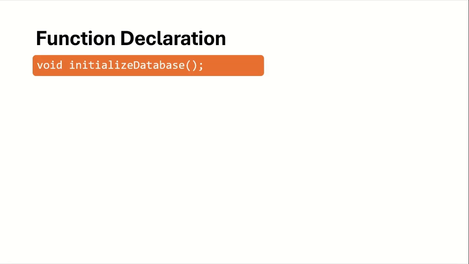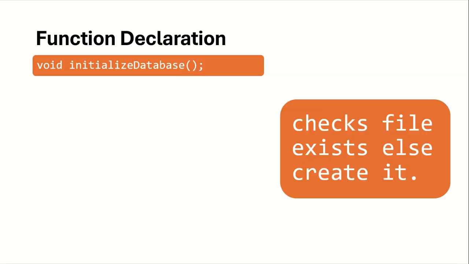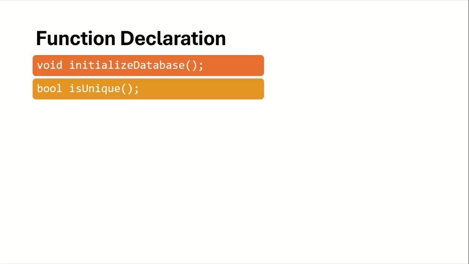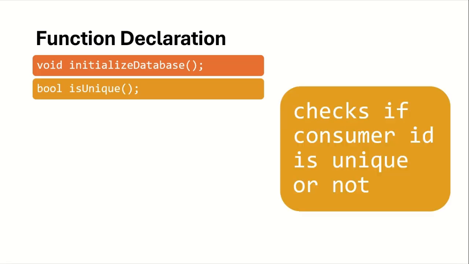Okay, function declaration. The first function we are using is the initialize database function. This is used to initialize the database. If it is found, we will open it and check if it's editable. If it's not found, we create a database. We have a bool isUnique, which checks if the consumer ID is unique or not. We have consumer IDs in our CSV, and on the basis of consumer ID, we make the data. We cannot have the same consumer ID for multiple data.